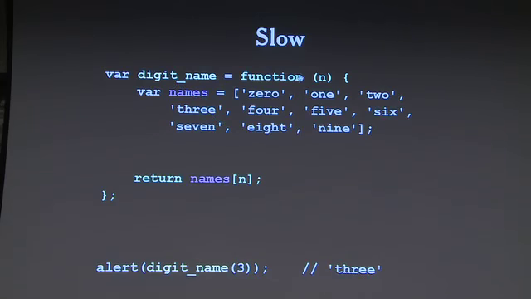Here's a way to do that inside a function that's really slow. You declare a function with a large array in it, and then you return the name's value. And it's slow because every single time you call the function, it allocates memory for this array again, which is a waste.